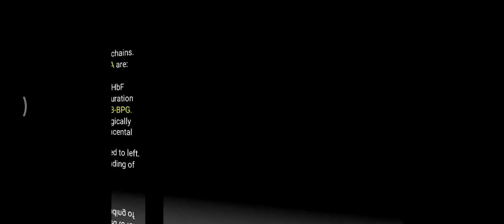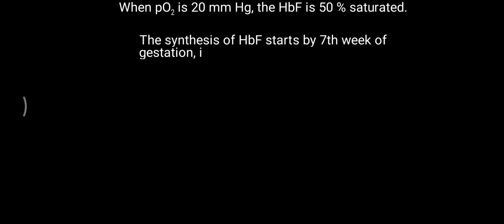Now, a further interesting thing is that when the partial pressure of oxygen is just 20 mm of Hg, meaning a very low pressure of oxygen, even at that time fetal hemoglobin is 50% saturated, and that oxygen reaches the fetus and can be delivered to the fetal tissue.